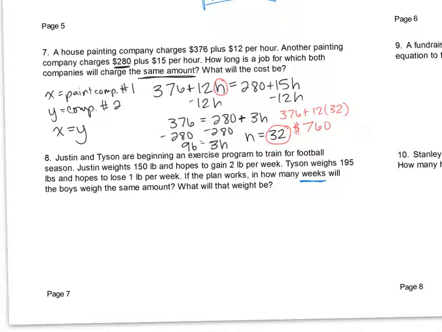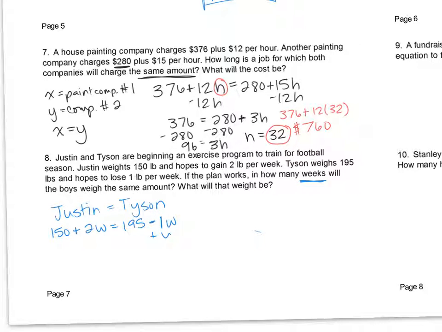So we're talking about the number of weeks. And what we need to do, and I could have done the same thing for the one above, is set Justin's weight equal to Tyson's weight and what they hope to gain or lose. So Justin weighs 150 pounds and he wants to gain 2 pounds every week. Tyson weighs 195, but he wants to lose, so we have to subtract 1 pound every week.